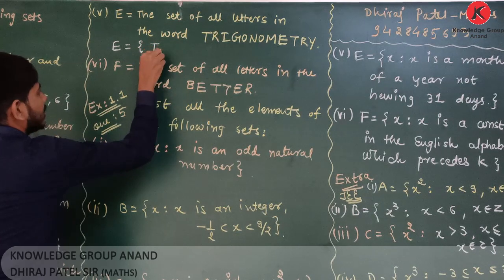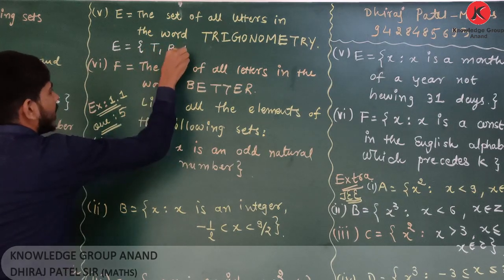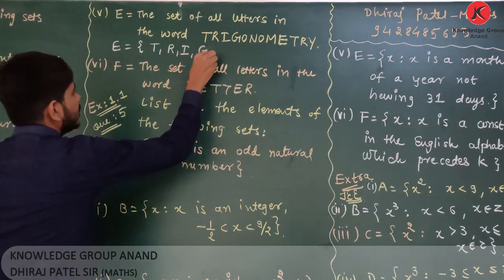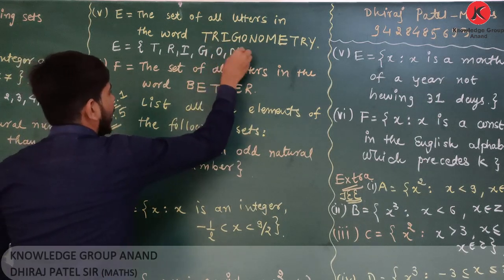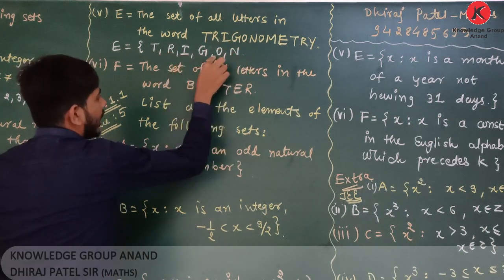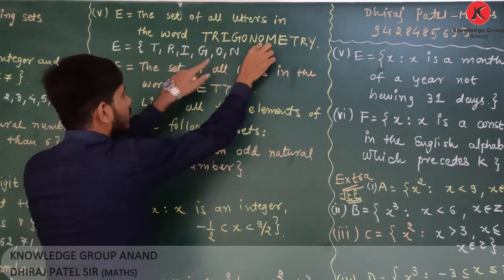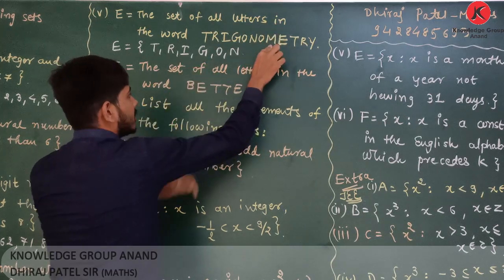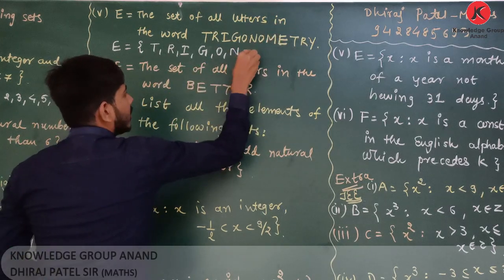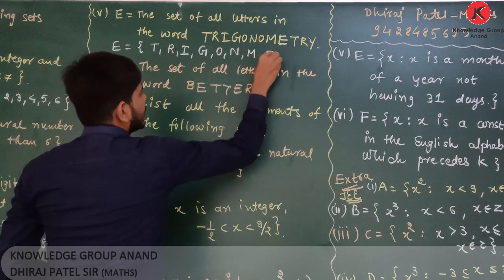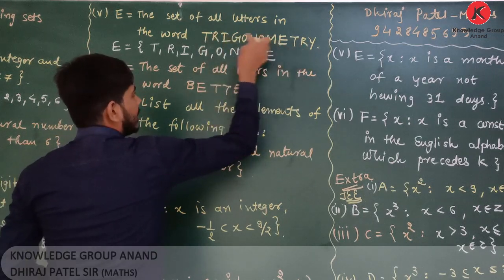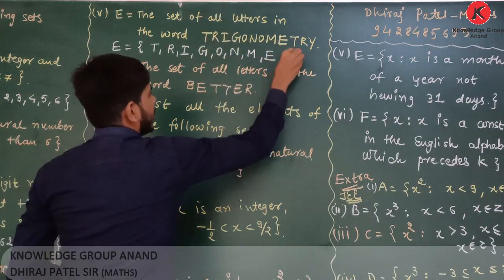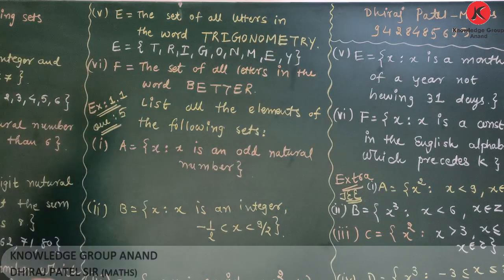Therefore we are getting T, R, I, G, O, N, then O a second time, that means you don't have to write it. M, E, T is already there, R is already there, and the last one, Y. Okay, so this is our final answer.